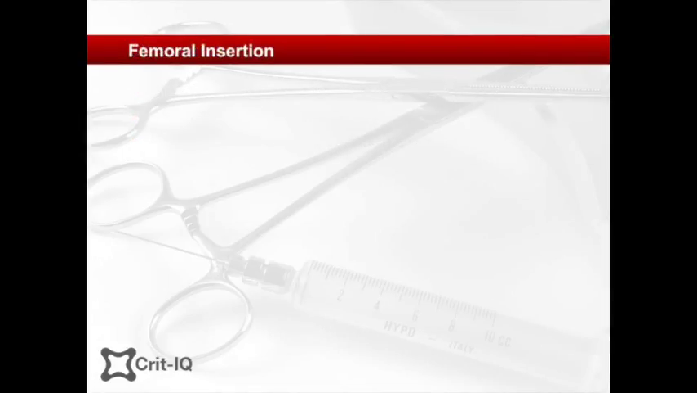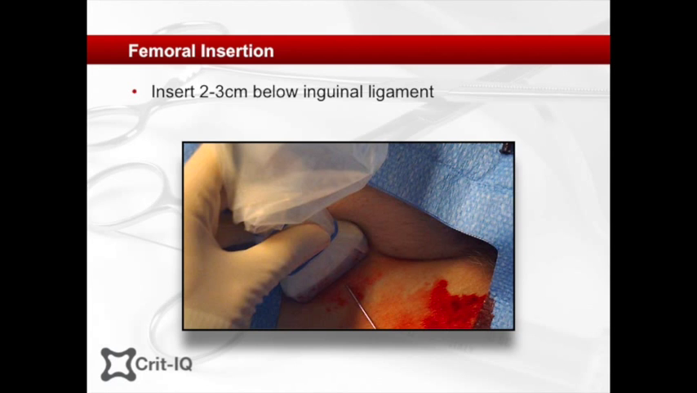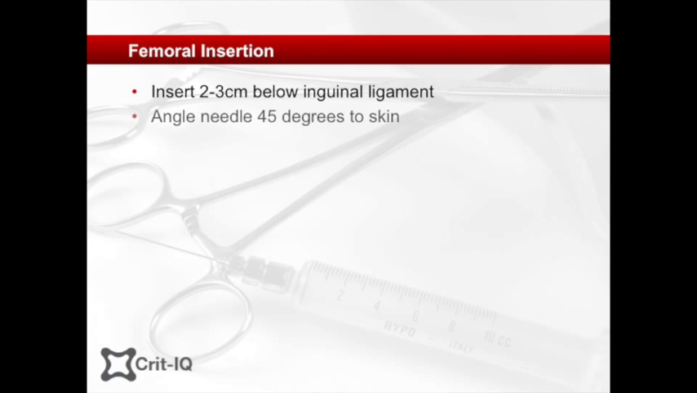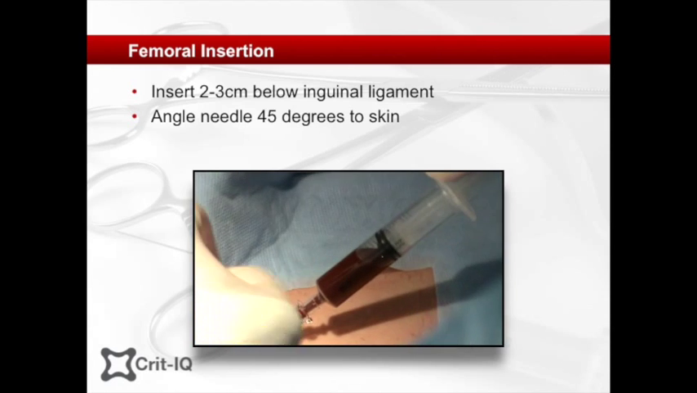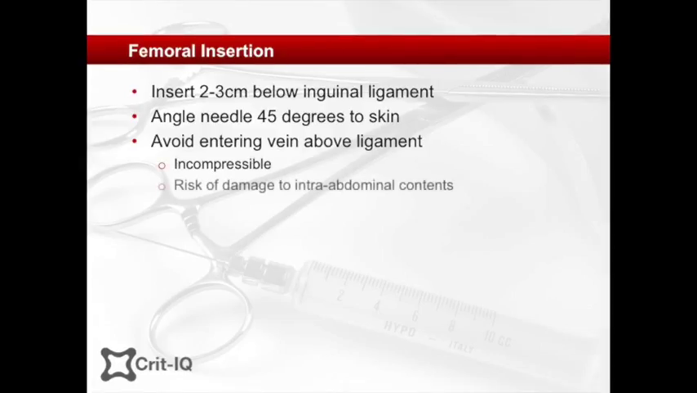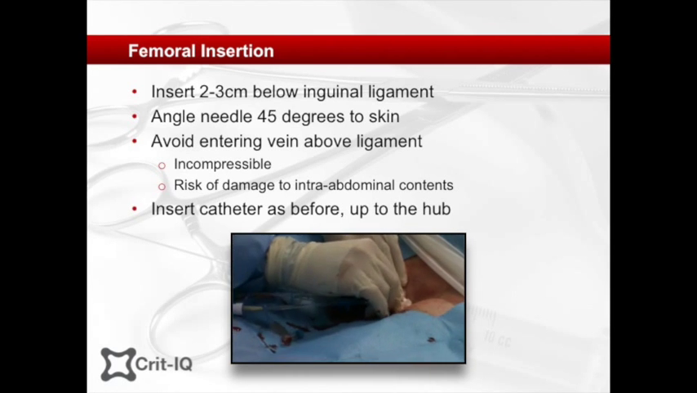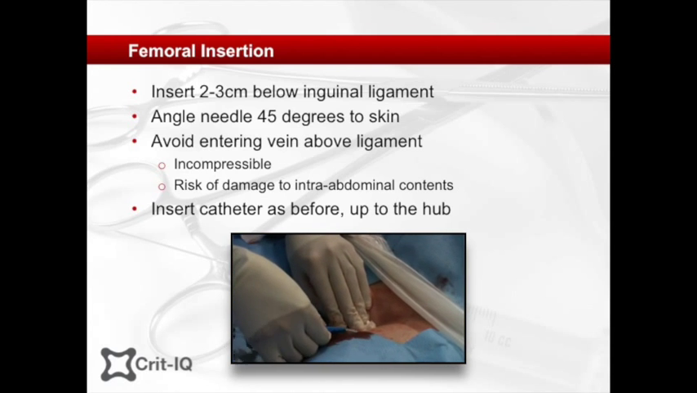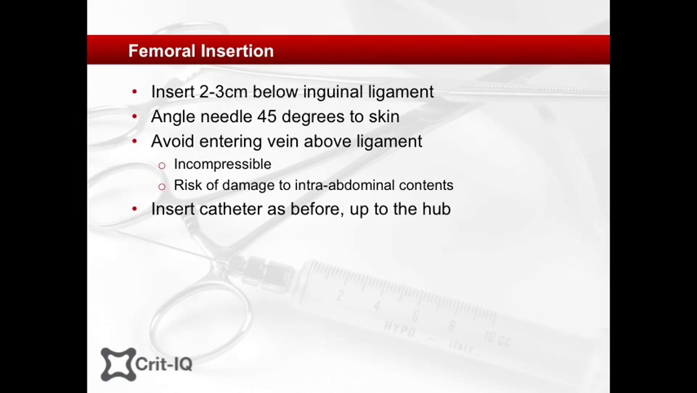The following are site-specific instructions for the femoral approach. The desired insertion point is 2 to 3 centimetres below the inguinal ligament, with the needle inserted at approximately 45 degrees to the skin, aiming to enter the vein well before it traverses under the ligament and becomes both incompressible and closely involved with the abdominal contents. Ensure the CVL is inserted to the hub prior to aspirating and flushing all lumens. Secure, cover, and document as already described.